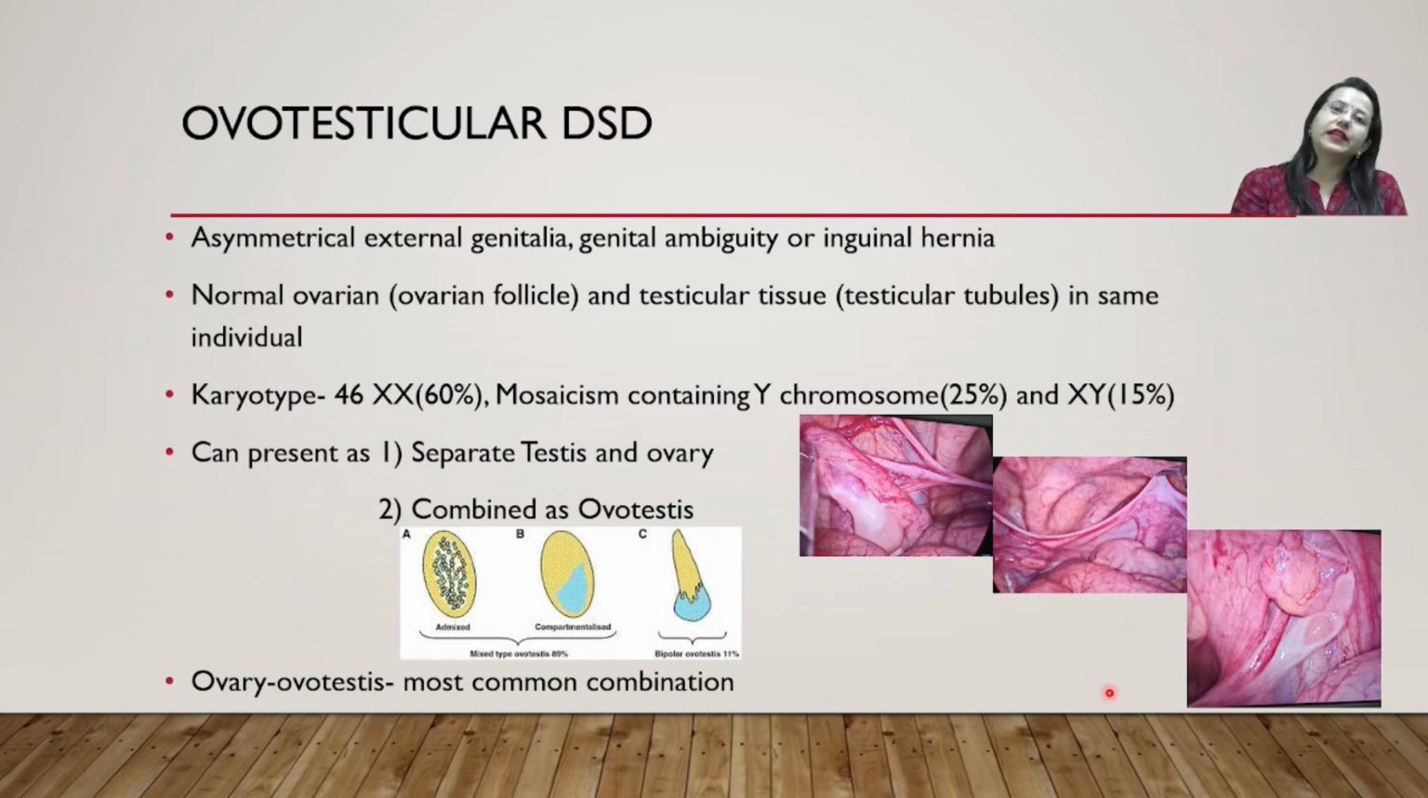Another type of DSD is ovotesticular DSD. In this, again, the external genitalia can be asymmetrical, and there can be genital ambiguity or inguinal hernia.